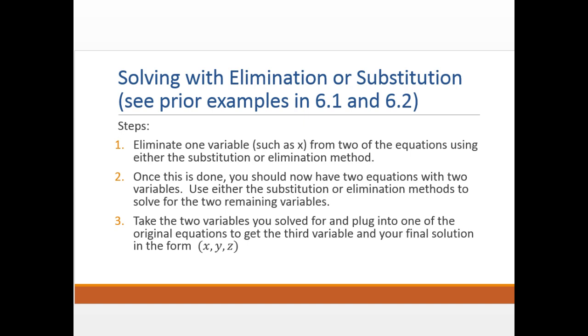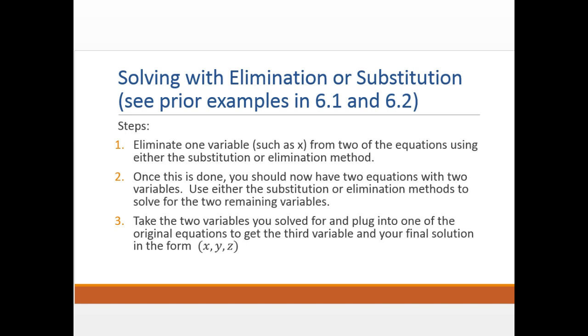To solve using one of these methods, we're first going to eliminate one variable from 2 of the equations, say x. We will use either the substitution or elimination method to get rid of one of the variables from 2 equations. If we do this properly, we'll now have 2 equations with just 2 variables. Say if we got rid of the x, we'll have 2 equations, one with a y and z, and the other one with a y and z.